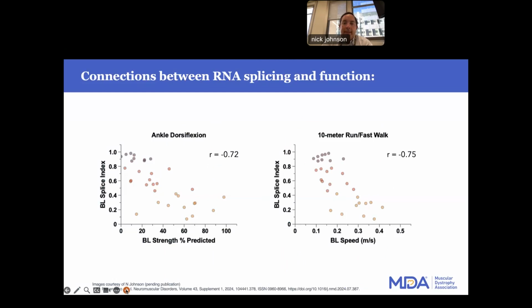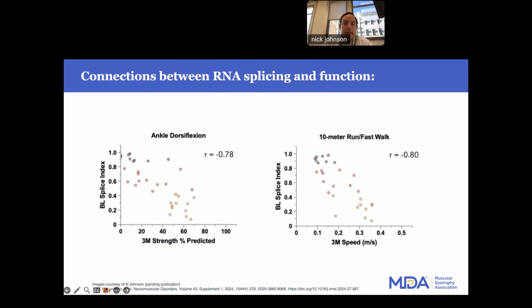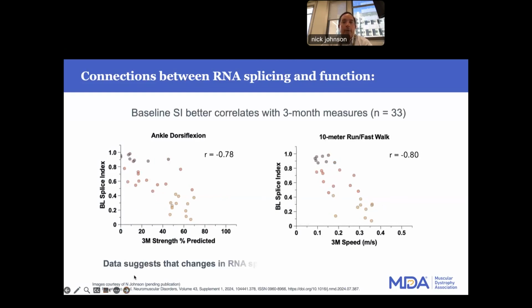Could the splice index predict future physical function? Just to remind you, this is the baseline splice index versus the baseline strength or speed, in terms of ankle dorsiflexion or 10-meter walk run. But you can see in the animation, let's see if I can stop that. There we go. The correlation actually improves by about 0.1 if you look at the baseline compared to the 3-month in both outcome measures. So the baseline splice index correlates better with 3-month measures.